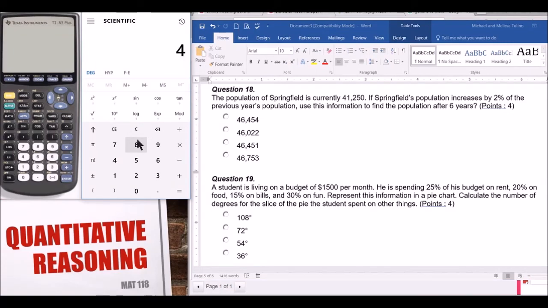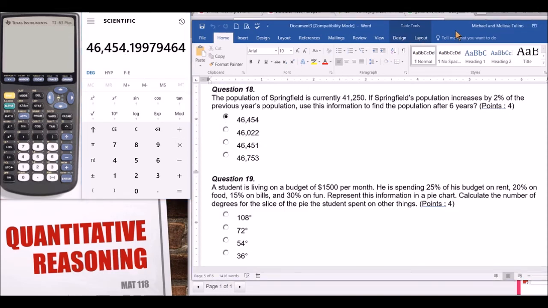So we started with 41,250 times 1.02. That's going to be after the first year, times 1.02. That's after the second year, third year, fourth year, fifth year, sixth year. So we're at about 46,454.